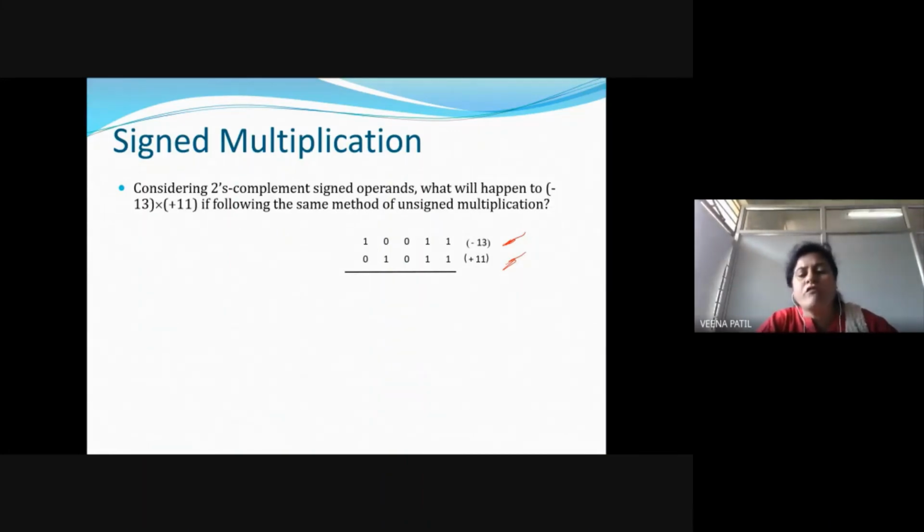10011, because using 4 bits we cannot represent minus 13. I need 5 bits. So using 5 bits I can represent minus 13. Using 4 bits I can represent only up to minus 8. I hope you remember. Okay, so minus 13 is represented in this fashion, and 11, since this is 5 bits, 11 is also represented using 5 bits only. So 11 is represented in this fashion. So this is our plus 11, this is our minus 13 using 2's complement.